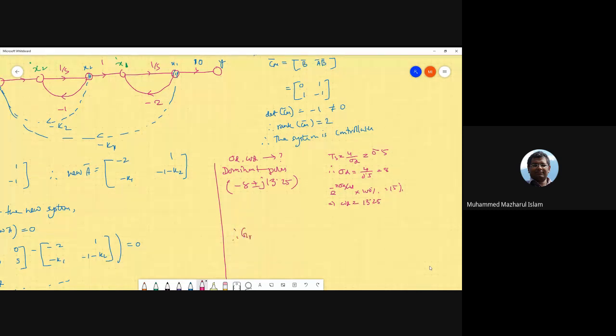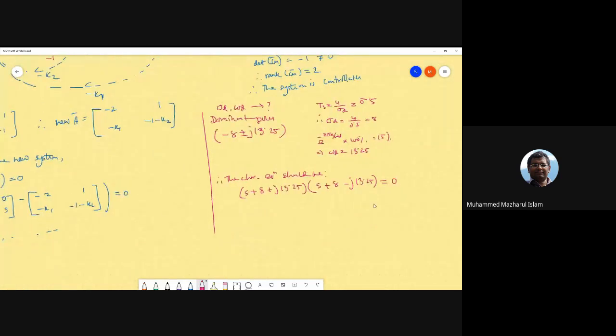Therefore, G required should be 1 by S plus E. Or you can directly say the characteristic equation should be, you don't need to write G required if you want, (S plus 8 plus j13.25) multiplied by (S plus 8 minus j13.25) equals 0. That's all. You need two poles. You don't need a third pole. So again, this would be a second order equation.